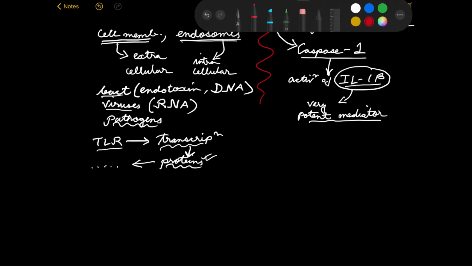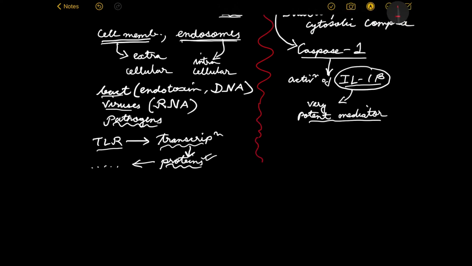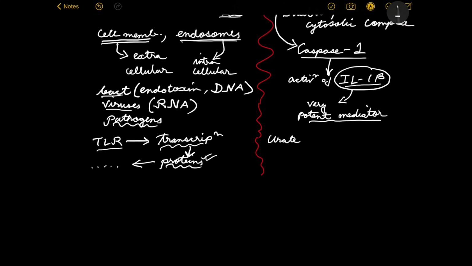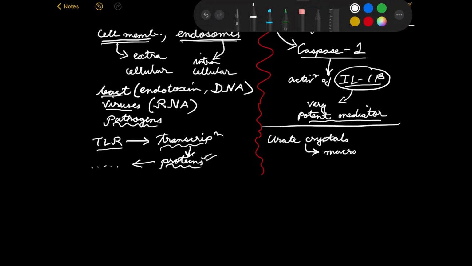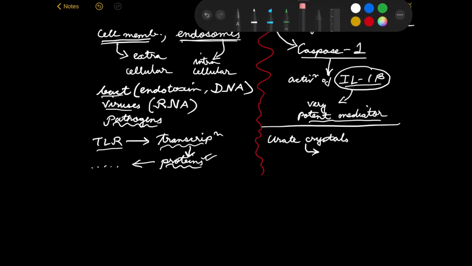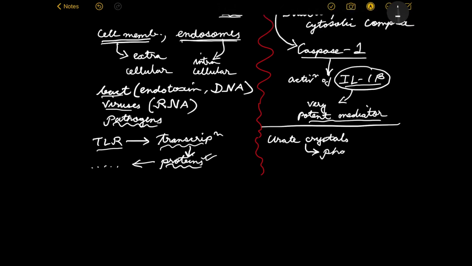Why is this knowledge important? Now you might ask, what is the implication of this knowledge? Why should we know about all this as doctors? In gout, we know that urate crystals are deposited. These urate crystals are actually engulfed by macrophages, or not just macrophages, let's say phagocytes in general. Why? Because urate crystals are foreign bodies.